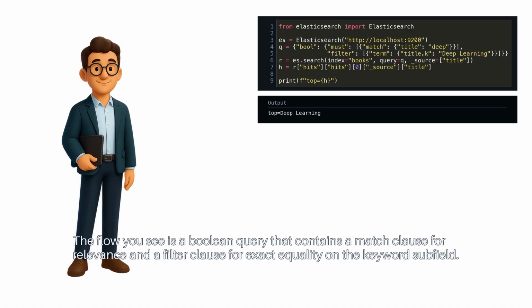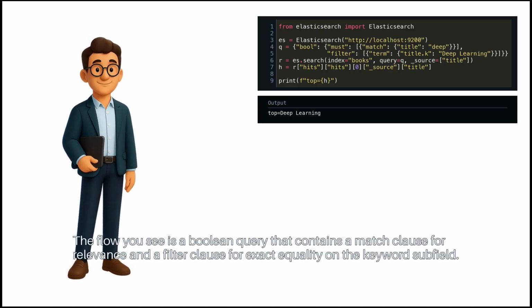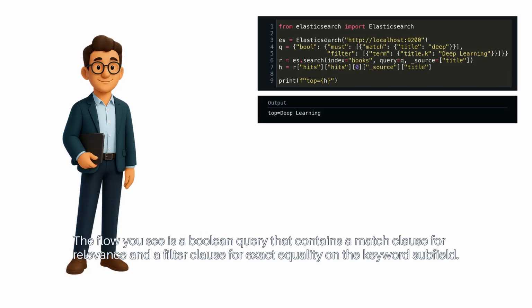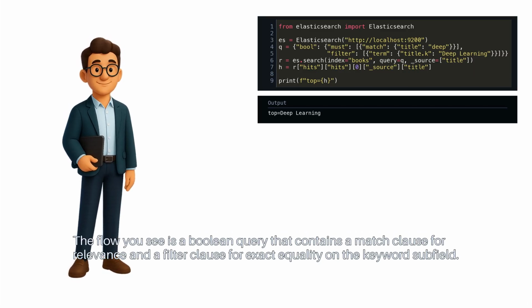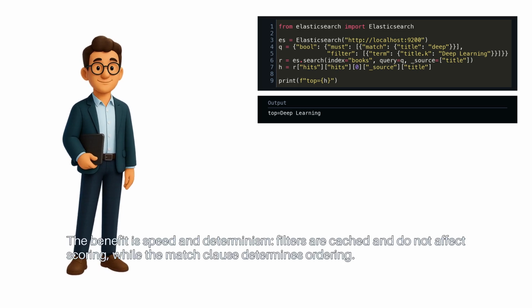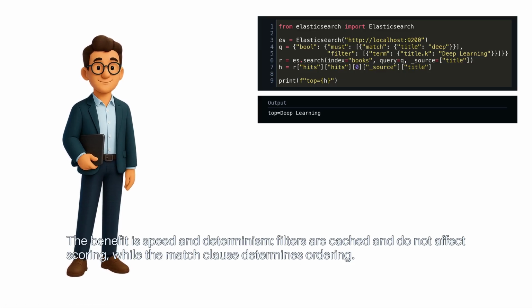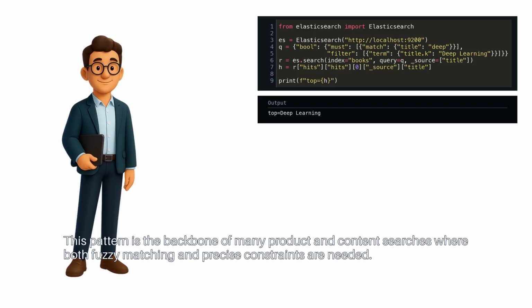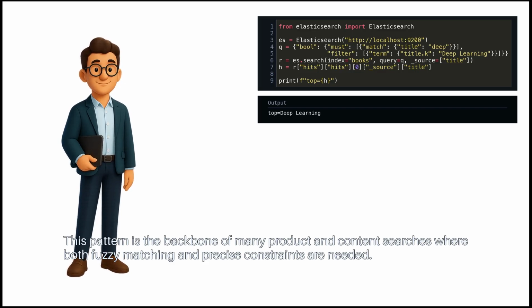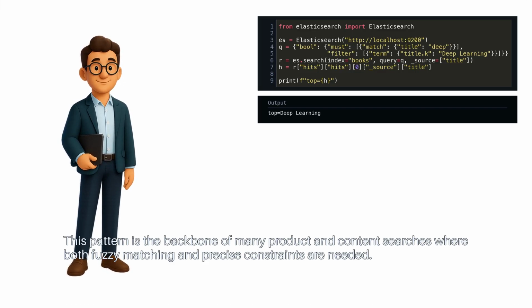The flow you see is a Boolean query that contains a match clause for relevance and a filter clause for exact equality on the keyword subfield. The benefit is speed and determinism. Filters are cached and do not affect scoring, while the match clause determines ordering. This pattern is the backbone of many product and content searches, where both fuzzy matching and precise constraints are needed.